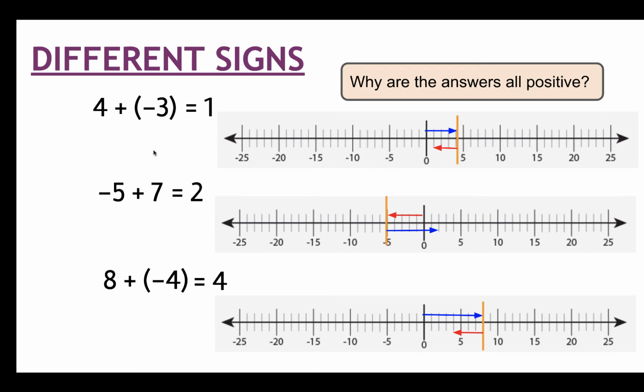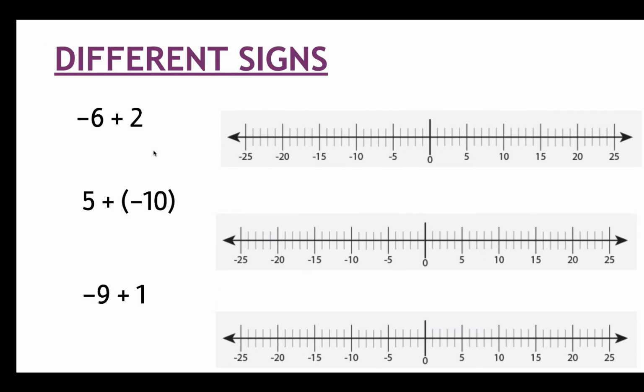Let's look at 3 more examples. We're in the same box titled different signs. Go ahead and write this one down. Negative 6 plus 2. So I need to find negative 6 on my number line. There it is. I'm adding 2. Am I going to take 2 steps to the left, looking at those negative values? Or am I going to take 2 steps to the right, looking down the number line at those positive values? 2 steps to the right. Where does that bring me?